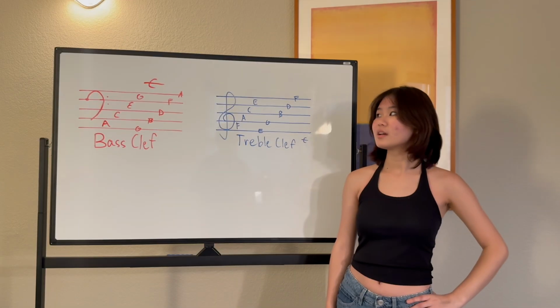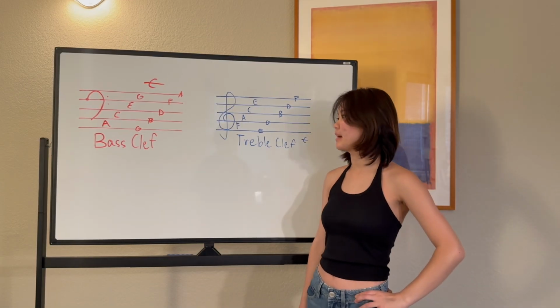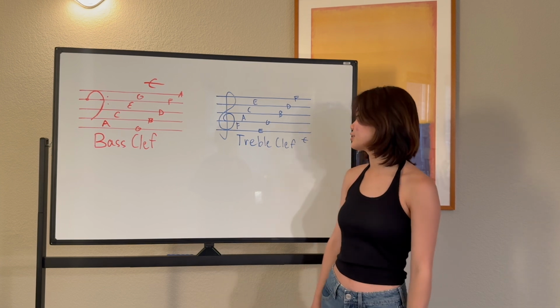Clefs are displayed before notes to depict what pitch they are in relation to other pitches. For example, a specific C can be a lower pitch than a different C, but you can tell which one is which from the clef that's displayed. Two of the clefs mainly used by musicians are the bass clef and the treble clef.